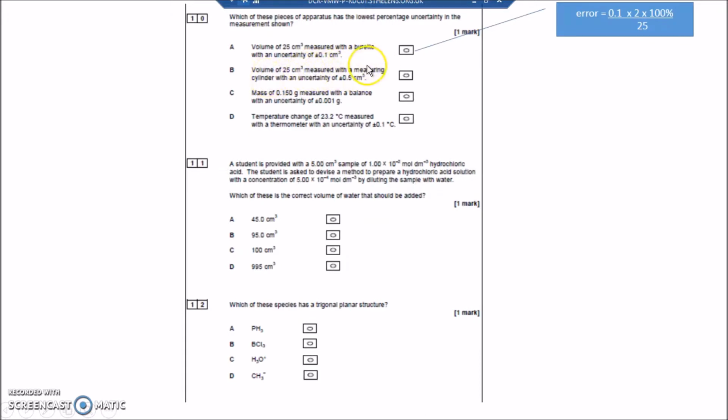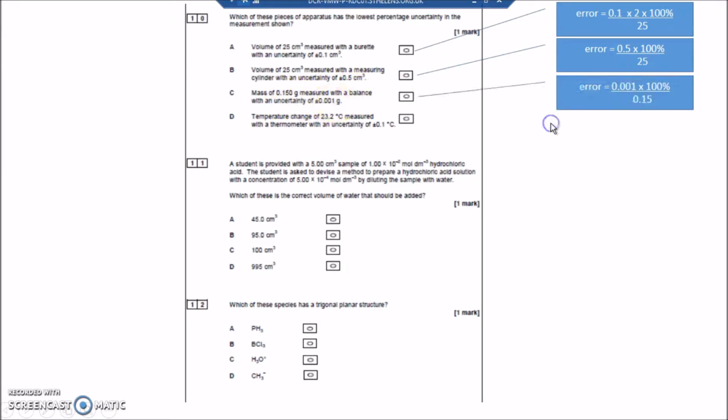Well, you only measure once on a measuring cylinder, and there's an error of 0.5 divided by the volume, which is 25. So it's 0.5 multiplied by 1 multiplied by 100% divided by 25. 0.15 grams measured out with a balance. Again, you only measure once on a balance with an uncertainty of 0.001. So it's 0.001 multiplied by 1 multiplied by 100% divided by 0.15.